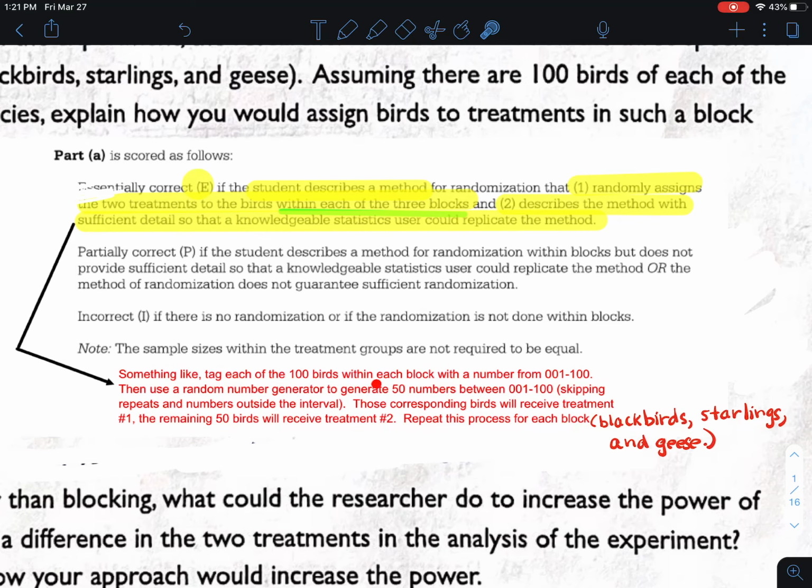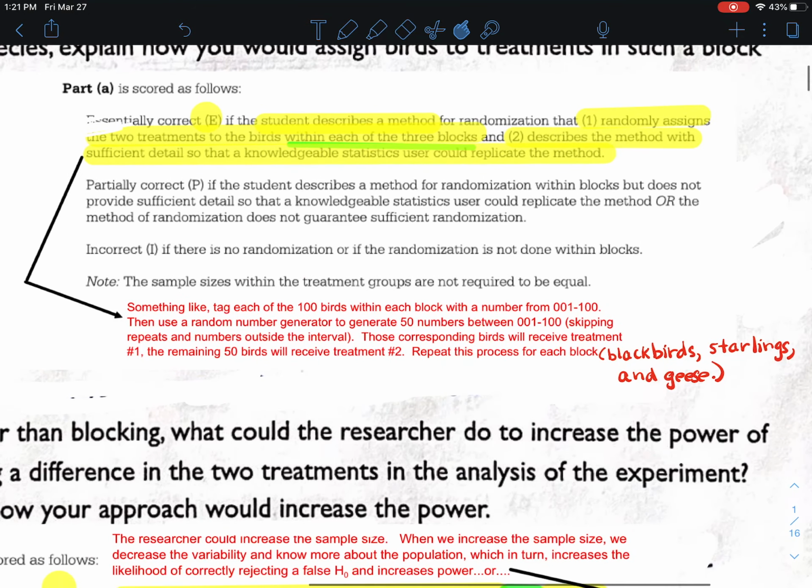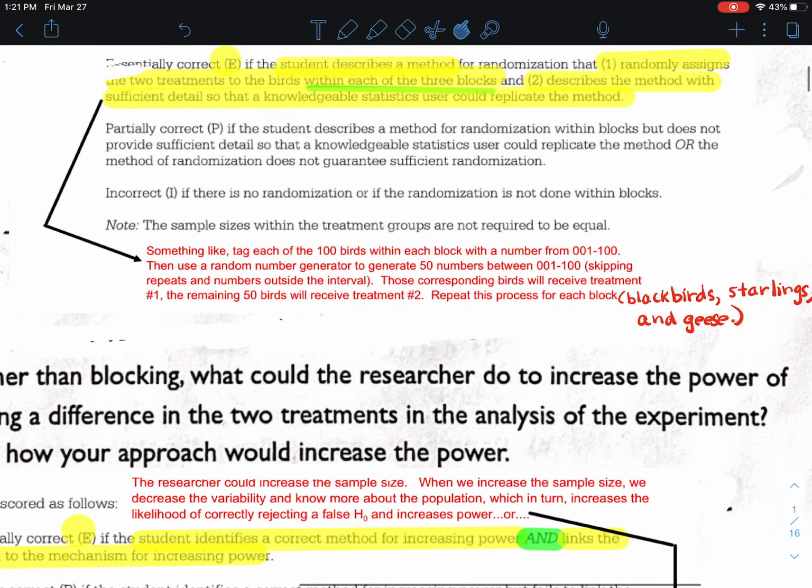Tag each of the 100 birds within each block with a number from 1 to 100, then use a random number generator to generate 50 numbers between 1 and 100, skipping repeats and numbers outside the interval. Those corresponding birds will receive treatment number 1. The remaining 50 birds will receive treatment 2. Repeat this process for each block, blackbirds, starlings, and geese. That would get you an E if you have that kind of detail. You have to remember on the AP test, communication is key.